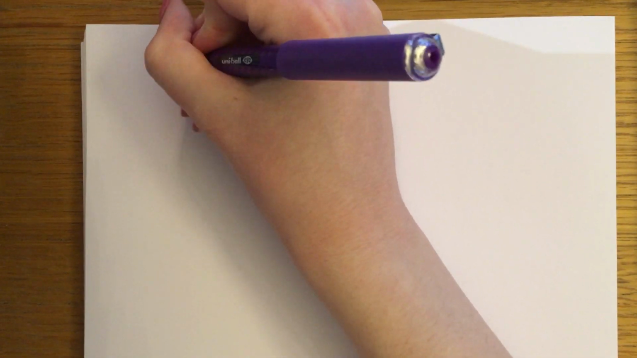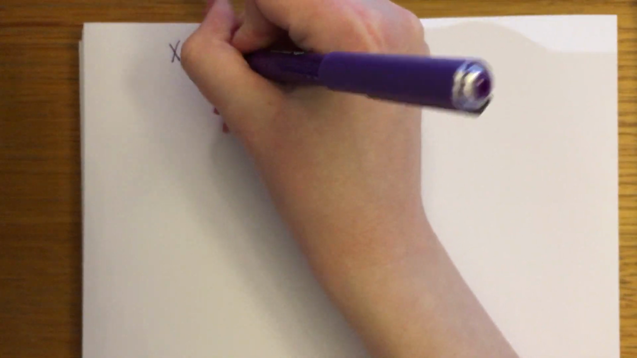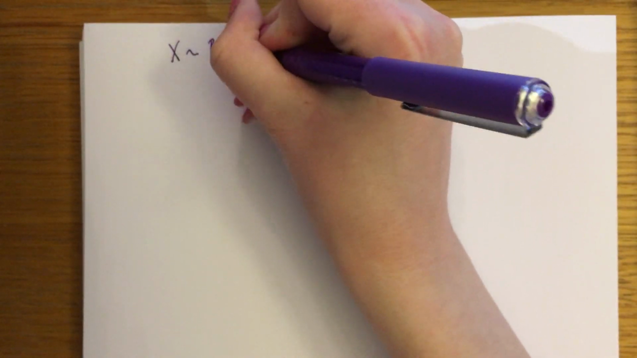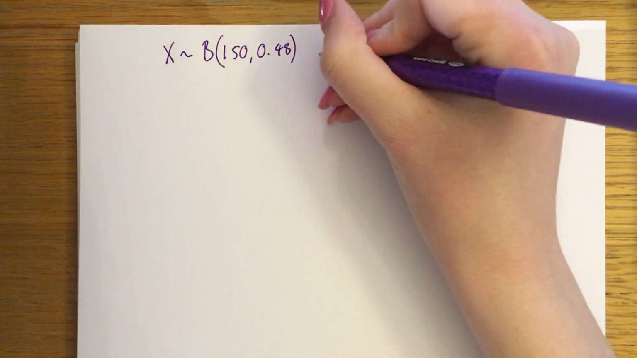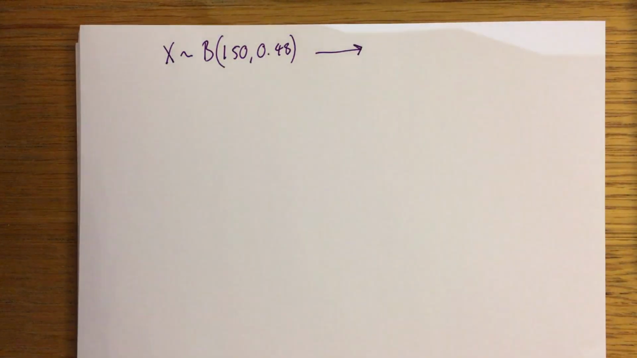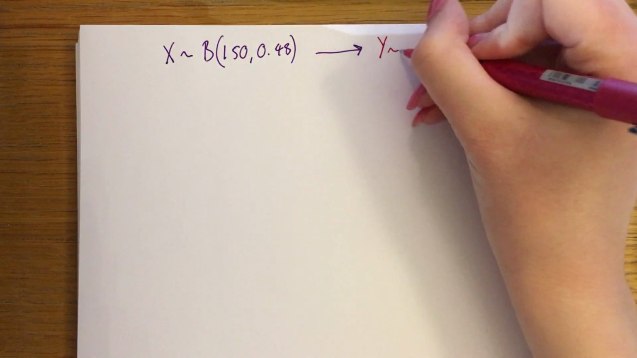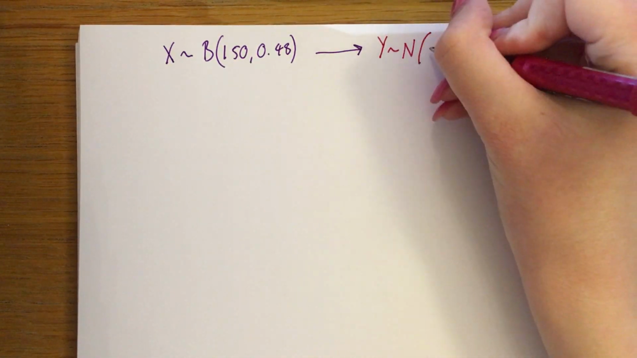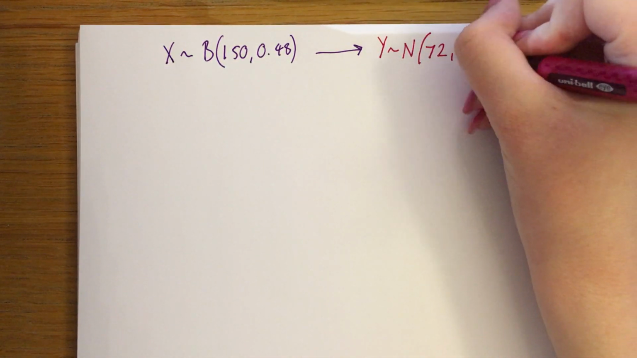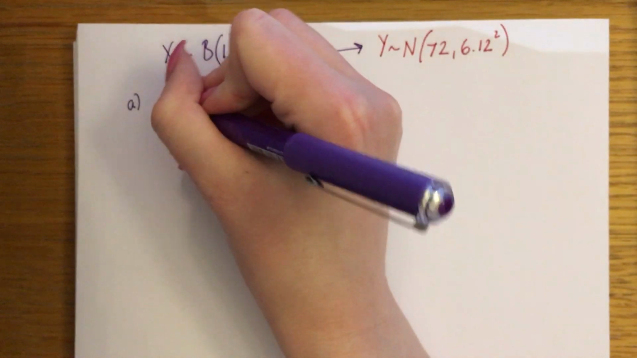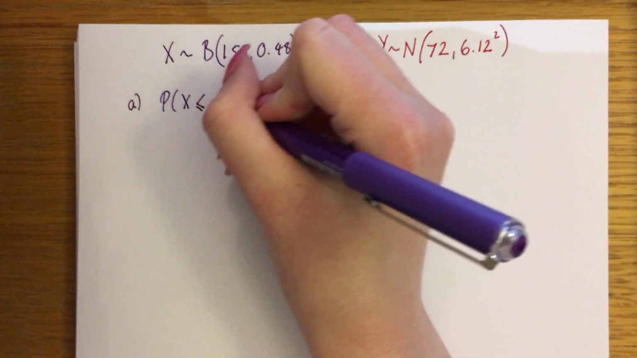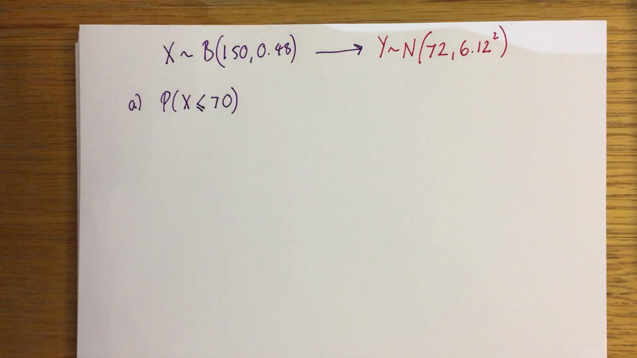So, a binomial random variable x is binomially distributed with a sample size of 150 and a probability of success of 0.48. And this is approximated by the normal distribution, which we've called variable y, with a mean of 72 and a standard deviation of 6.12 squared. Use this approximation to find the probability that x is less than or equal to 70.